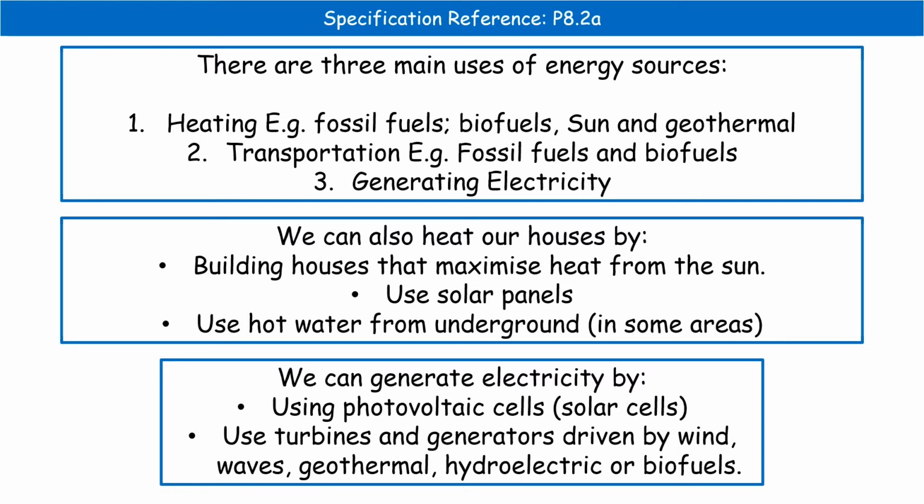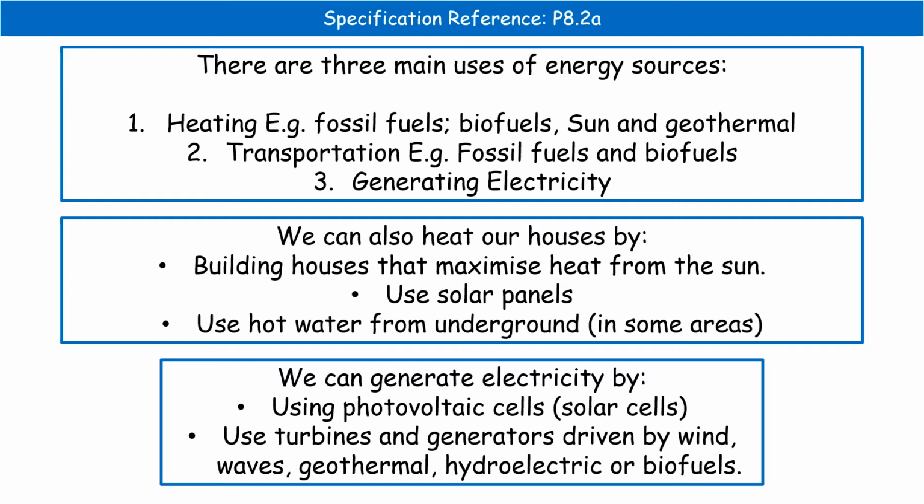Transportation wise, back to fossil fuels again, so crude oil, that is going to be used to separate out into our petrol and diesel, and biofuels, so we have things like bioethanol for example. And then finally generating electricity. In the UK, we still are quite reliant on fossil fuels in order to generate our electricity, but we are increasing the number of renewables we use these days.